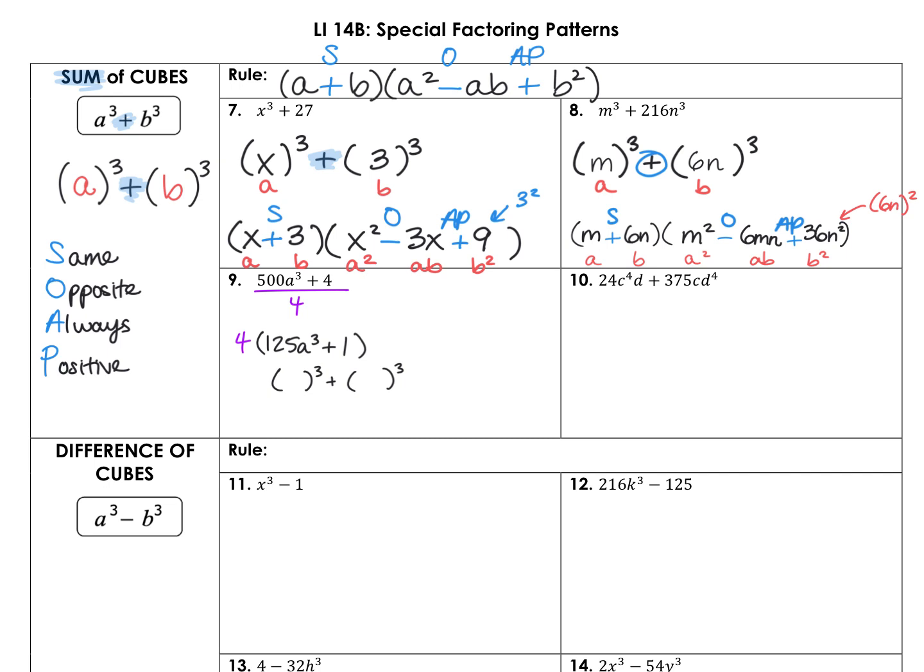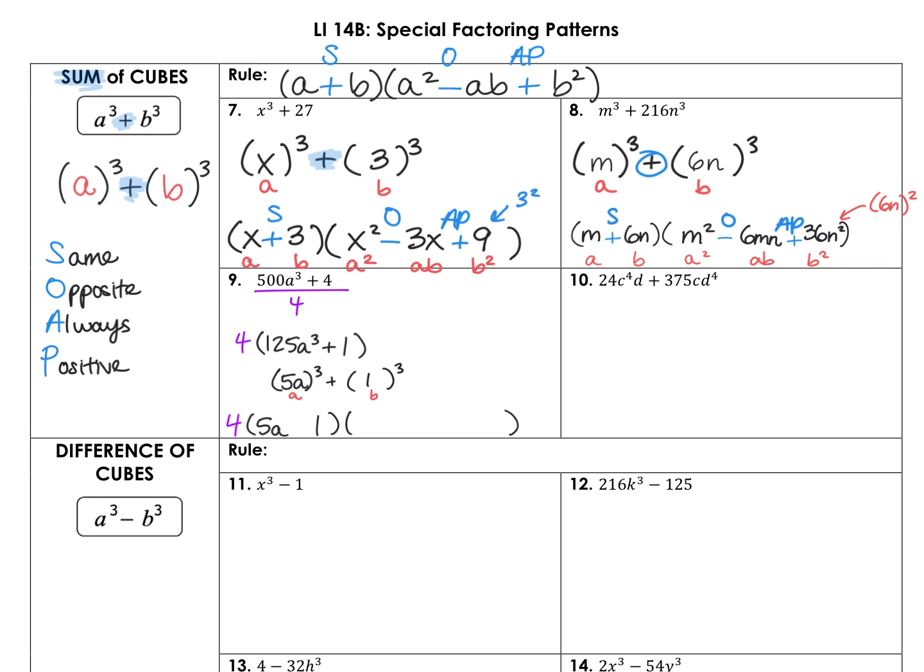So just figure out a and b for me. What would they be? 5a, and what's b? 1. Okay, you need to keep 4 out front. Go ahead and do it right away. And then a smaller parentheses, a bigger parentheses. So ab, 5a, 1. I don't have room, but remember we're following that pattern.